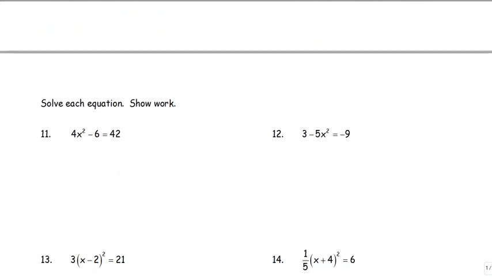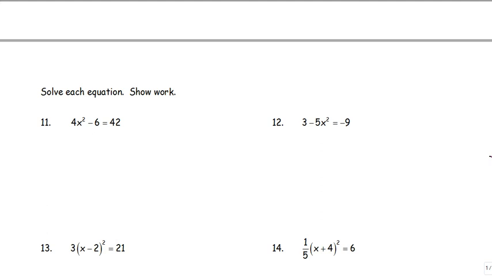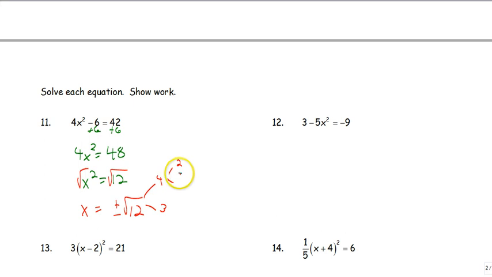Alright, so now this says solve each equation. I'm going to solve by taking the square root on most of these. So first thing you got to do is isolate the 4x squared. So I'm going to add the 6. So I get 4x squared is equal to 48. Divide by 4. X squared is equal to 12. Take the square root. You get x is equal to plus or minus root 12. I'm not done. This is not simplified. Always simplify your radicals. Again, 4 and 3, you get a pair of 2's. So it's 2 root 3. Plus or minus. Do not forget that. You should get 2 answers.